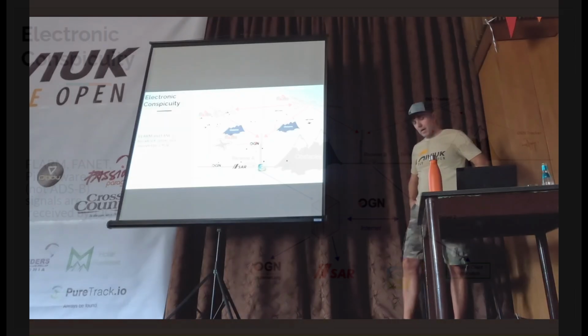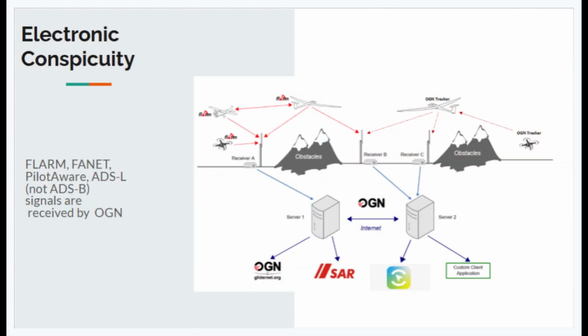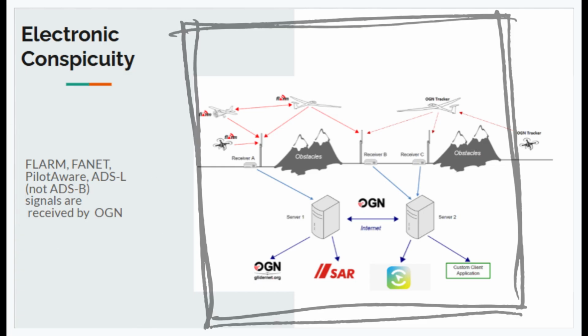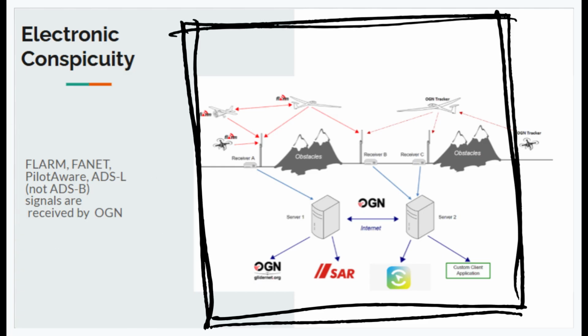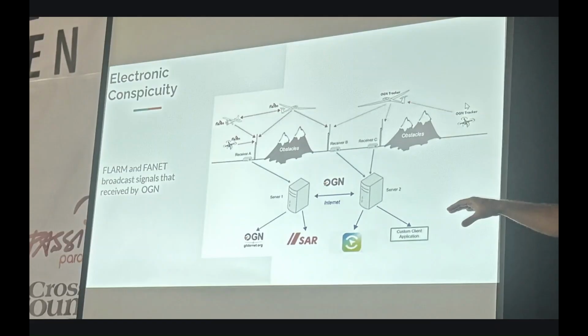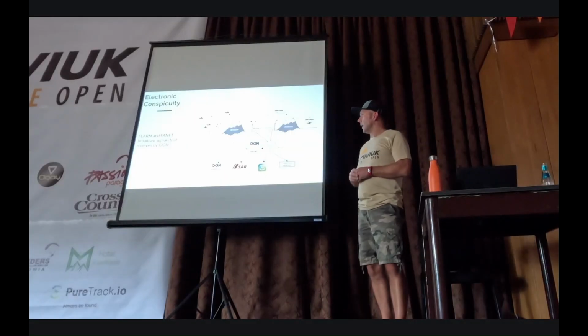Okay, how does it all work? So the way we get onto the maps is through the OGN network. There's no mobile connection involved in it whatsoever. The specific topic I'm talking about here, where the FLARM and FANET and the radio signals, that's basically being picked up by the OGN network. And I will explain a bit more the differences.